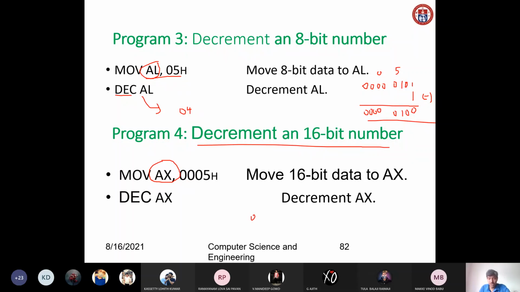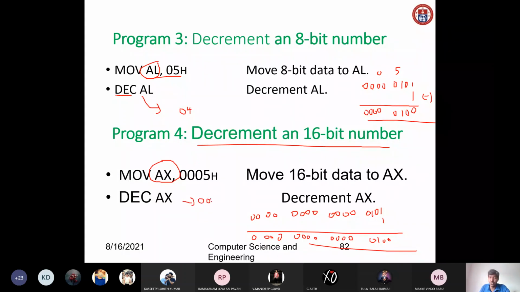Again 0000, then 0000, again 0000, and 5 means 0101. Now I am decrementing the AX value by 1, so you will get the same answer. So these all are zeros: 0000, 0000, 0000. Now what is the value of AX? It is 0004. This is how we can decrement an 8-bit number and a 16-bit number.